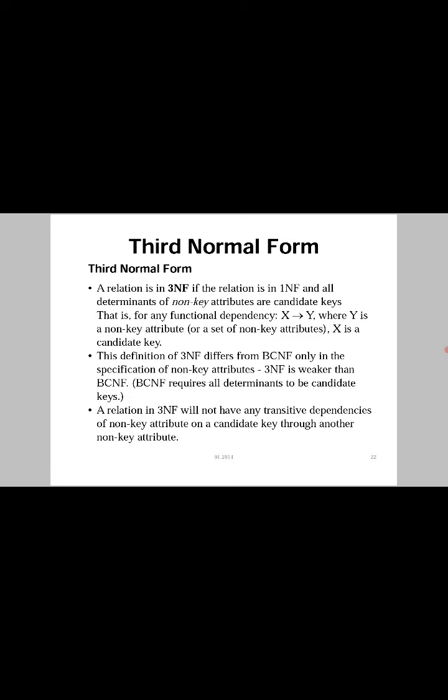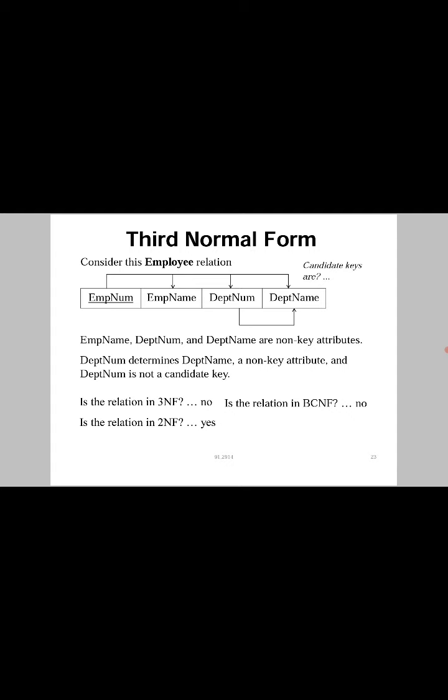Candidate keys are, so employee number. What is the employee table or employee relation? Employee number, employee name, department number, department name. So here there are 4 fields: employee number, employee name, department number and department name. Department name is completely dependent on department number, and employee number, department number and department name are non-key attributes. So these are the non-key attributes, meaning non-primary keys.